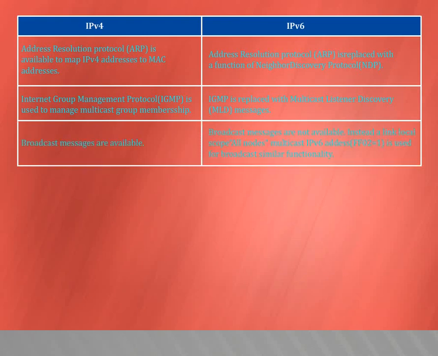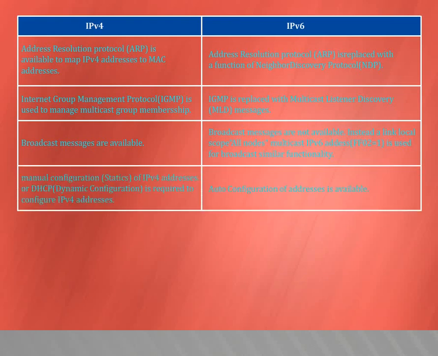Broadcast messages are available in IPv4. Broadcast messages are not available in IPv6. Instead, a link-local scope all-nodes multicast IPv6 address, that is FF02::1, is used for similar broadcast functionality. Manual (static) configuration of IPv4 addresses or DHCP (dynamic) configuration is required to configure IPv4 addresses. In IPv6, autoconfiguration of addresses is available.